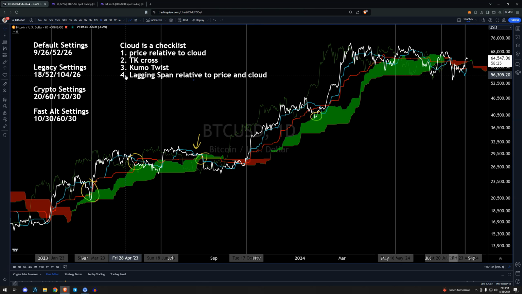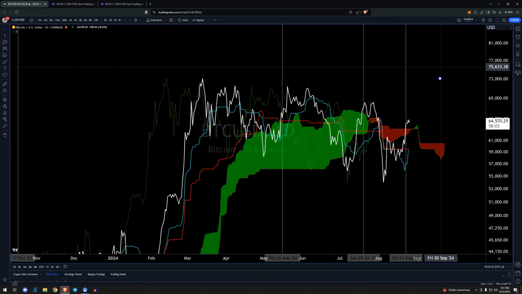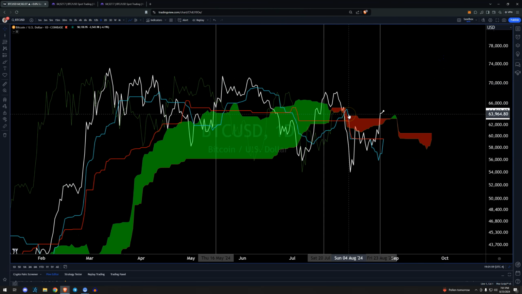If you don't like that, leave it on there. Use it, right? But what you'll find most of the time is that the checklist, because of the settings, doesn't need the lagging span. The lagging span will already be on your side for many of these entries. We look here currently, it's hard to see, but the lagging span is below price, below cloud. So as far as the checklist goes, this is not an entry condition.